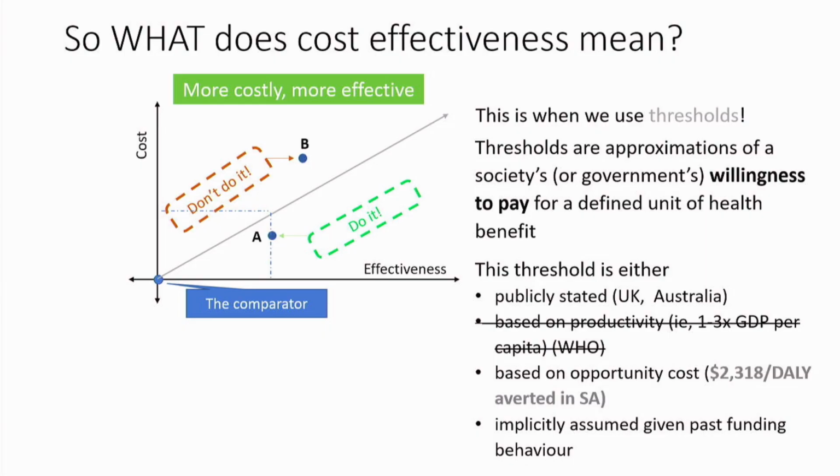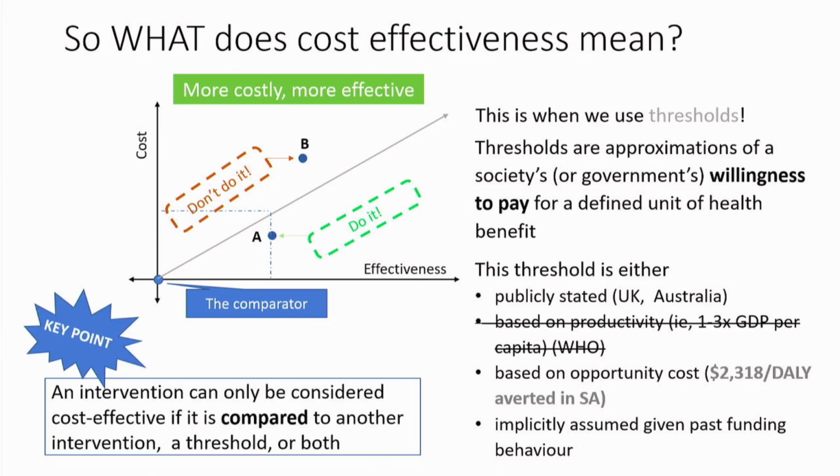The third one is to look at what has been spent in the past and what the cost effectiveness of those interventions are, in particular in the area that you're most concerned with, for example, in HIV or in TB testing or whatever it is, and use the cost effectiveness of those already funded interventions as a guide to what is acceptable for the decision space you're looking at. Whatever it is, an intervention can only be considered cost-effective if it is compared to something else, an intervention, a threshold, or both. So the sentence, something is cost-effective without additional information, is basically meaningless.